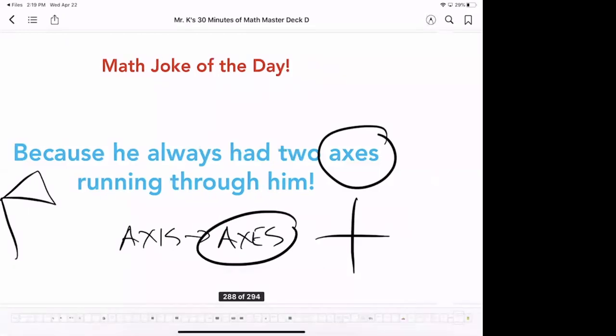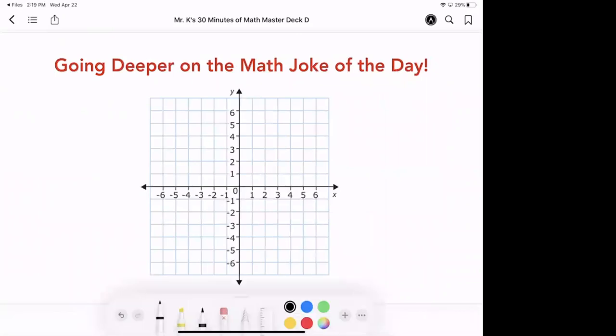He always had 2 axes running through him because, again, as you may recall from our earlier lessons, here's the origin right there where the 2 axes cross. So he always has 2 axes running through him.